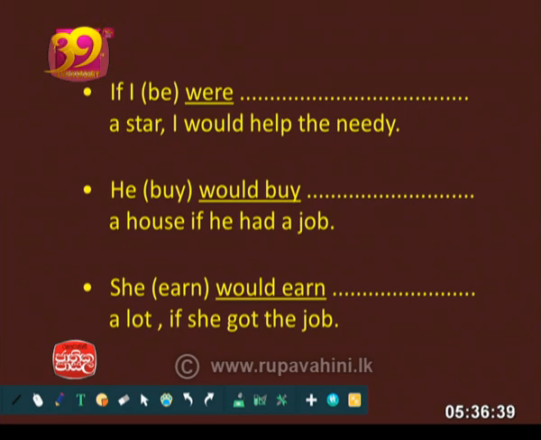Right, next one. He would buy a house if he had a job. Yeah, so if he had, here the had is the past tense, right? If he had a job, he would buy a house. Mm-hmm. Yes. She would earn a lot if she got the job. Yeah, so the past tense is got, therefore we have to use would in the result clause. Right, okay. Next we have some more explanation.